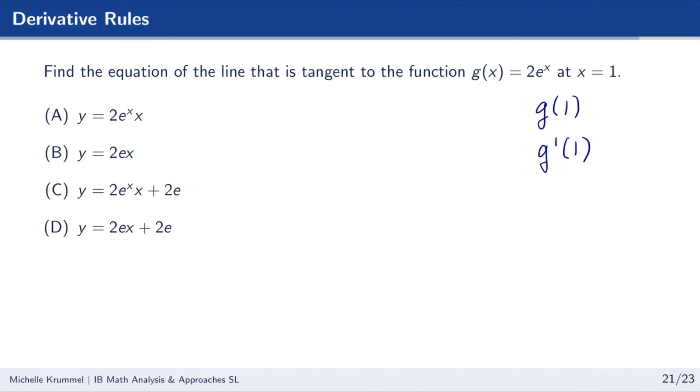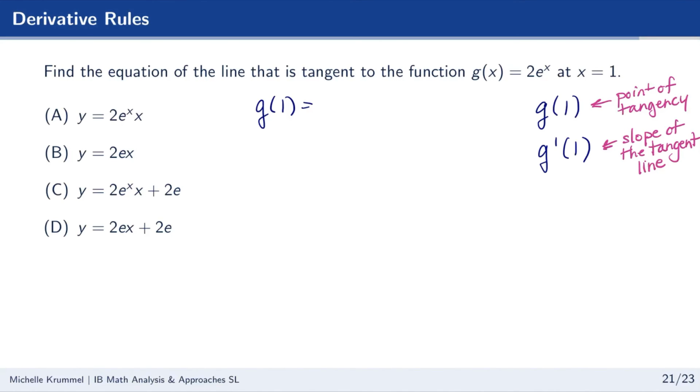Okay, very important to remember that when you're working on writing the equation of a tangent line. This is going to give us the point of tangency, and this is going to give us the slope of the tangent line. We have to find those two things. So g of 1 we're ready to find right away. Just substitute 1 into g of x. G of 1 equals 2 times e to the power 1, or 2e. Okay, that means the point of tangency is 1 comma 2e.